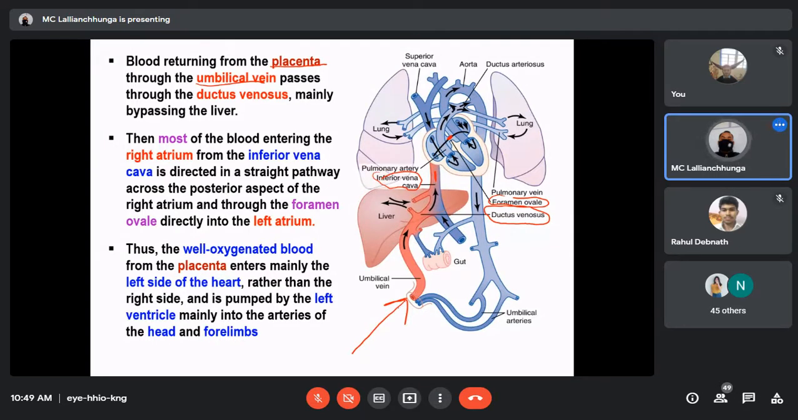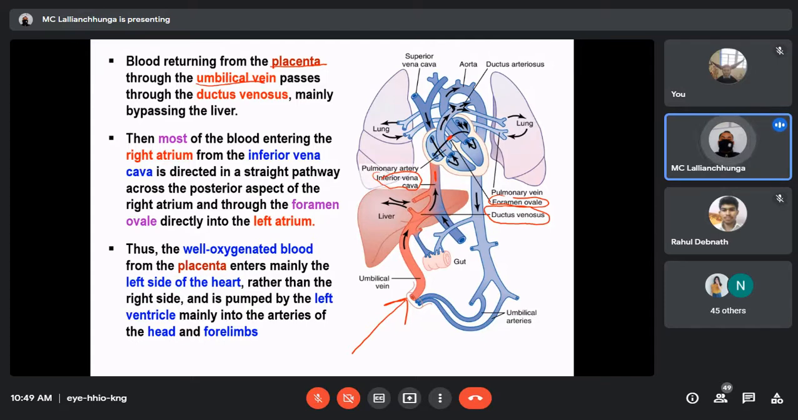From the placenta, blood is coming through the umbilical vein and it passes through the ductus venosus, bypassing the liver, and it will drain into the inferior vena cava and into the right atrium. From the right atrium directly, blood will pass through the foramen ovale. This is our opening between right atrium and left atrium. After birth, as you know, this is not present.